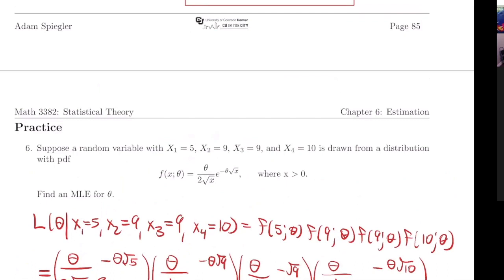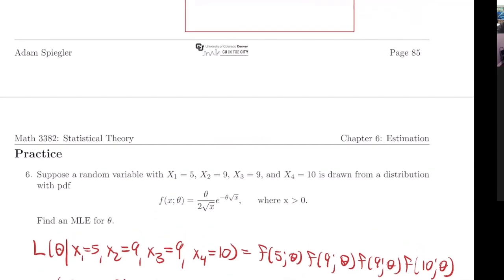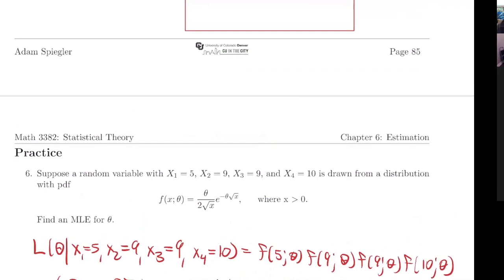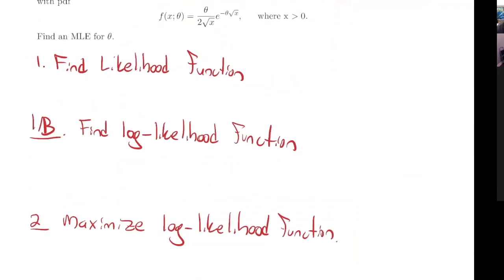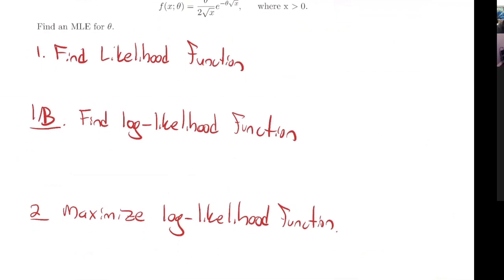Okay, so I will just give you guys a narration through this, and let me know if you have any questions along the way. But the idea here would be, we want to find the likelihood function. Then this is a case where you would want to do the log likelihood function. I would say that's going to be pretty common, that you're going to want to take the log first and then maximize the log likelihood function.